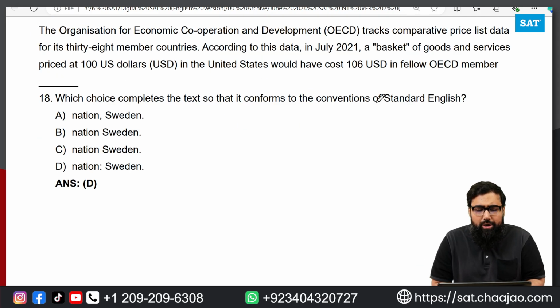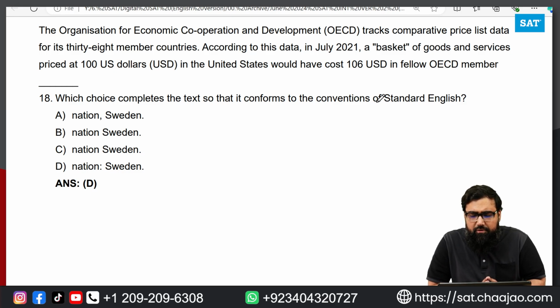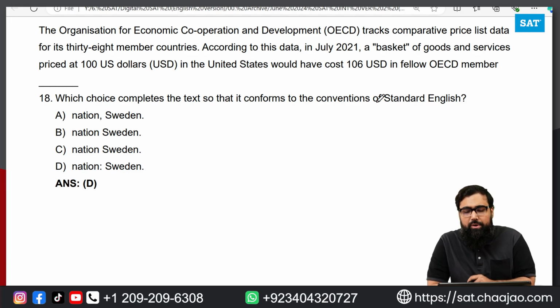The Organization of Economic Cooperation and Development (OECD) tracks comparative price list data for its 38 member countries. According to this data, in July 2021, a basket of goods and services priced at $100 US dollars in the United States would have cost 106 USD in fellow OECD member.